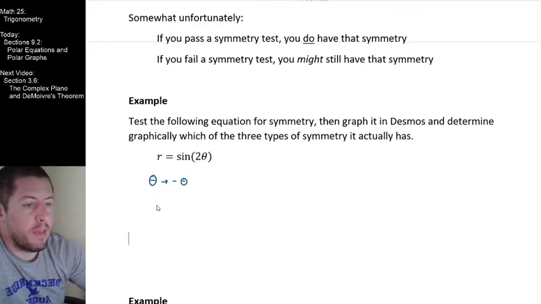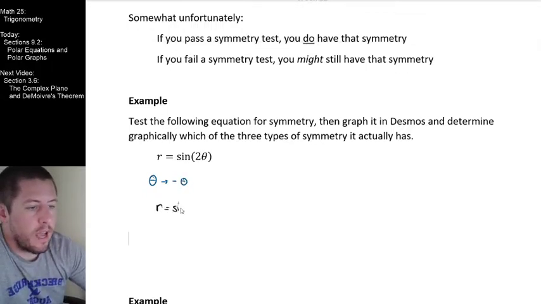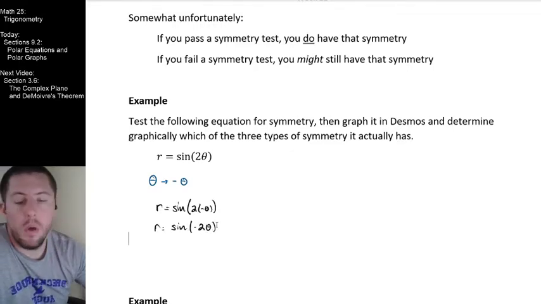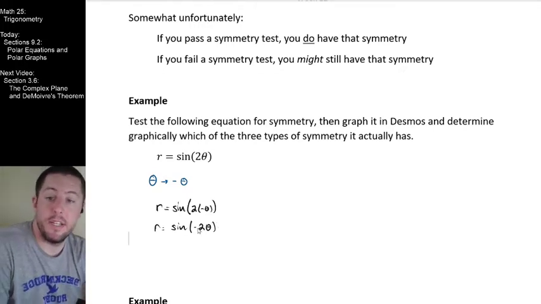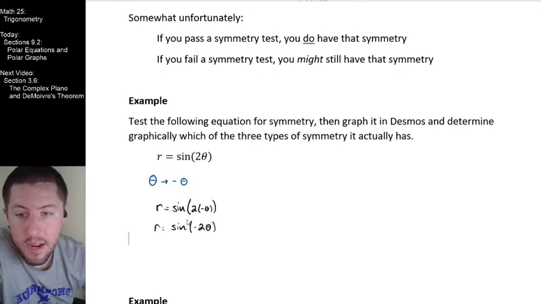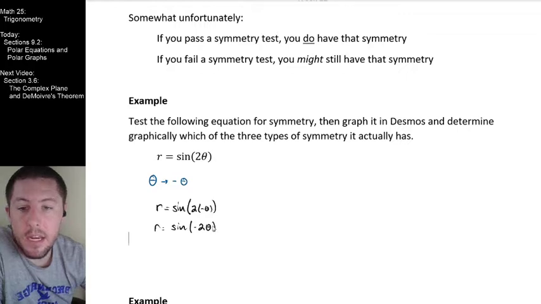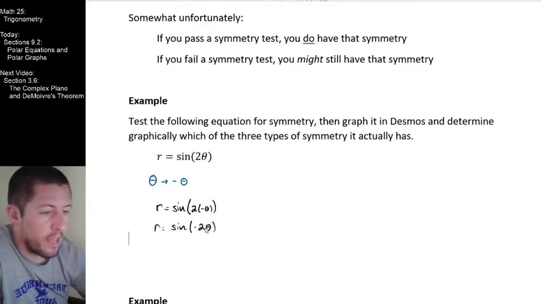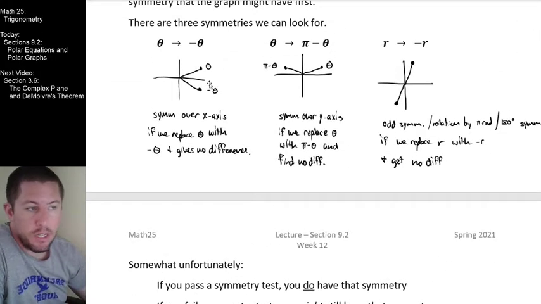So what that's going to give me is r equals sine of 2 times negative theta, which is r equals sine of negative 2 theta. And what we know about our sine symmetries, this is back to chapter 6 topics right here, is that when you take the sine of the negative of an angle, you're going to get the negative of the sine of the positive of the angle. And I can see it in this picture right here.